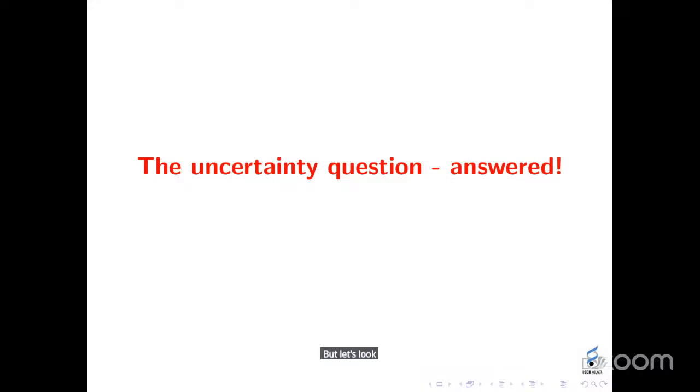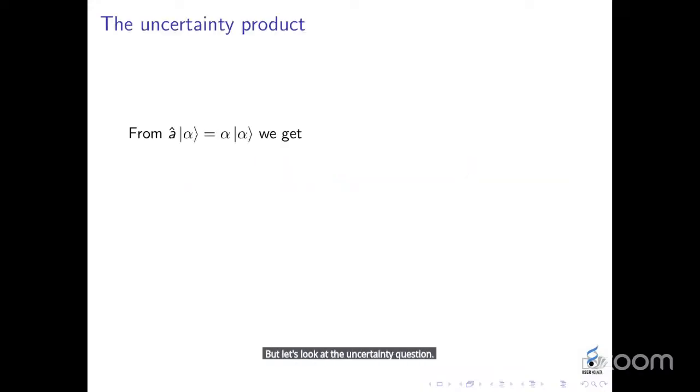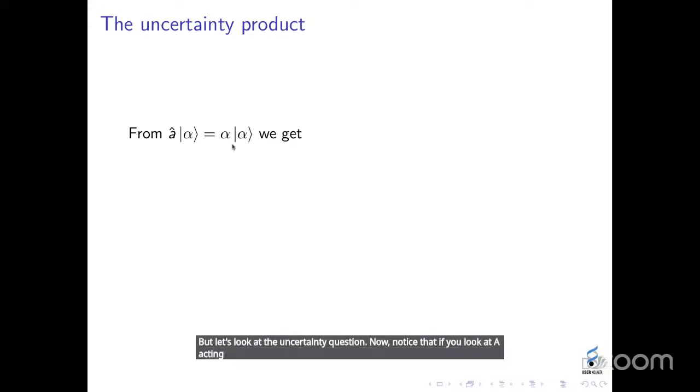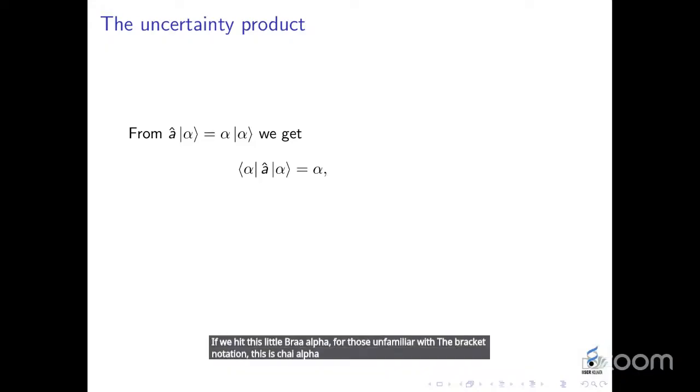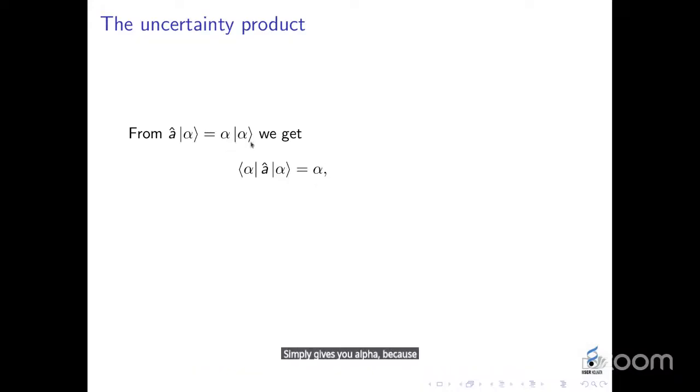Let's look at the uncertainty question. Now, notice that A acting on ket alpha is alpha times ket alpha. Since alpha is normalized, if you hit this with a bra alpha, for those unfamiliar with the bracket notation, this is psi alpha star, operator A acting on psi alpha, integrated. It simply gives you alpha, because this number just comes out of the integral, and ket alpha times bra alpha acting on ket alpha is just 1.